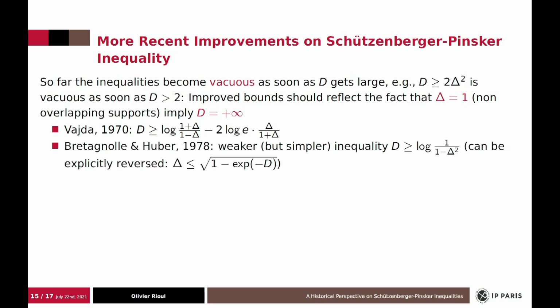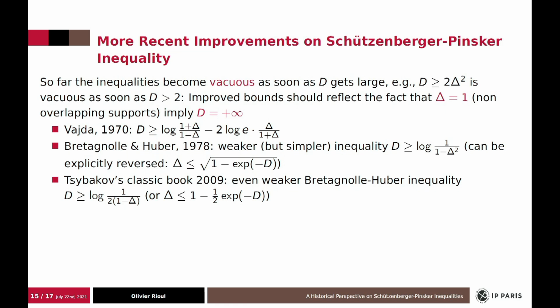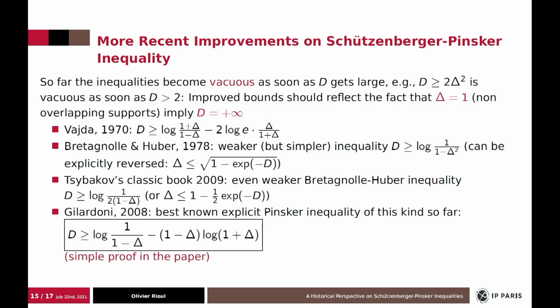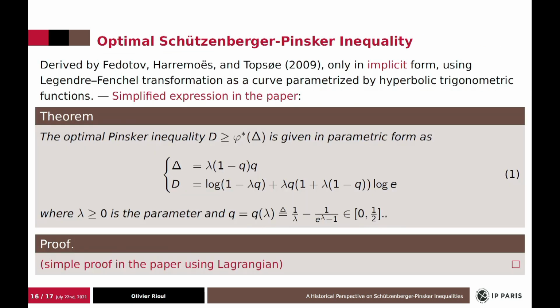Then Bretagnolle and Huber in 1978 had a simpler but weaker inequality, which is well known in statistics, and which appears in Tsybakov's classic book. However, it is an even weaker version. And finally, the best known inequality of this type was derived recently by Gilardoni. And if you want a simple proof of this, you can look at my paper. But the story is not over yet, because we have the optimal one. However, the optimal one was derived in an implicit form and not explicit.